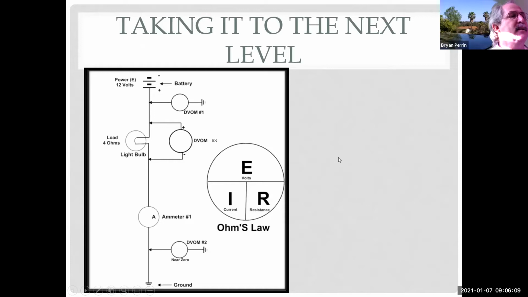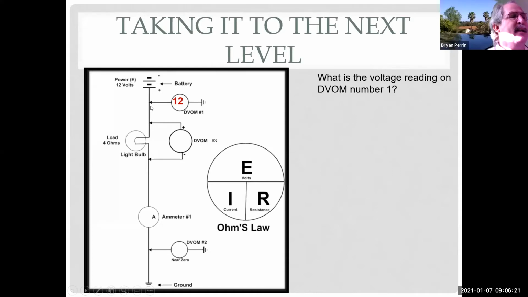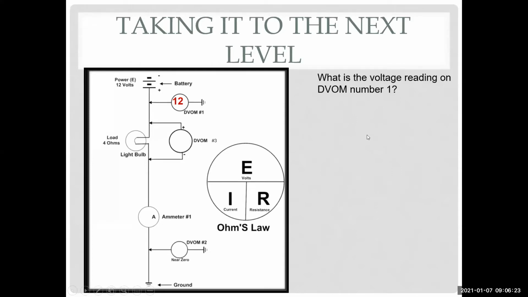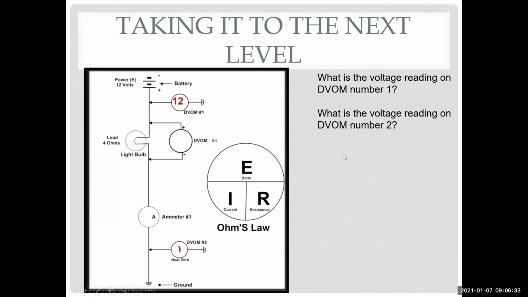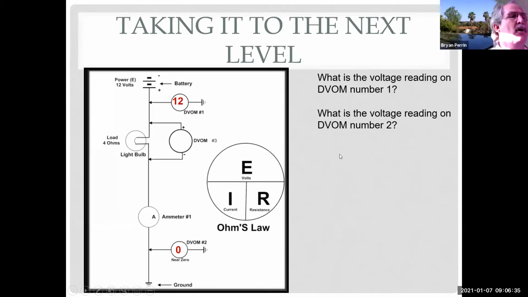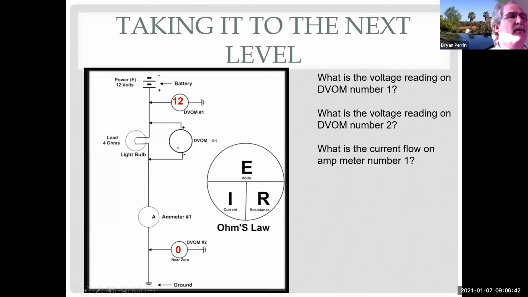So now taking it to the next level, what is the voltage reading on DVOM number 1? 12 volts, right? Because I haven't used any of my voltage. I'm before the load. What is the voltage reading on voltmeter number 2? 12. Should be 0 because my load uses all. 0 volts. 0. Yes. It wouldn't be 0. You had it right first at 12.